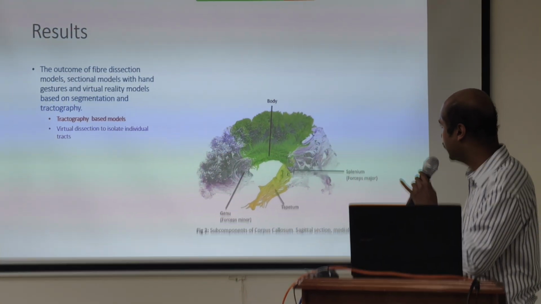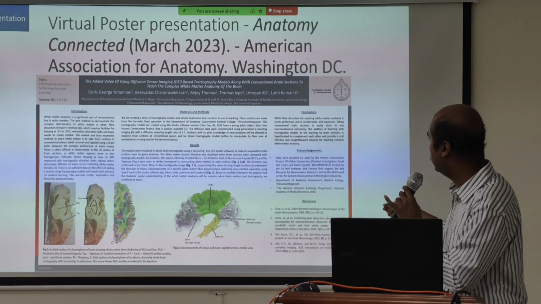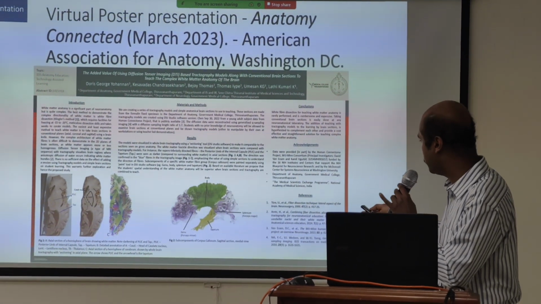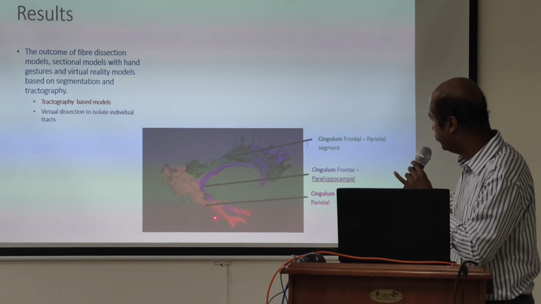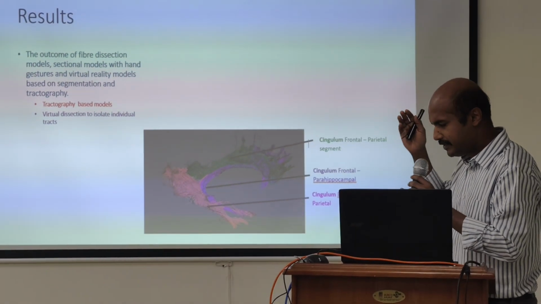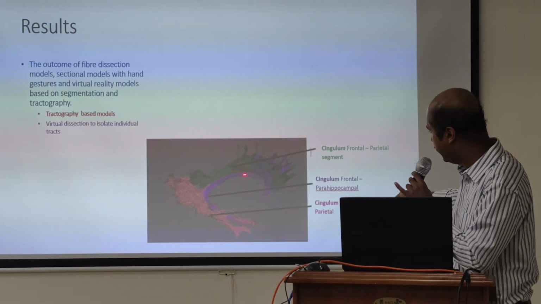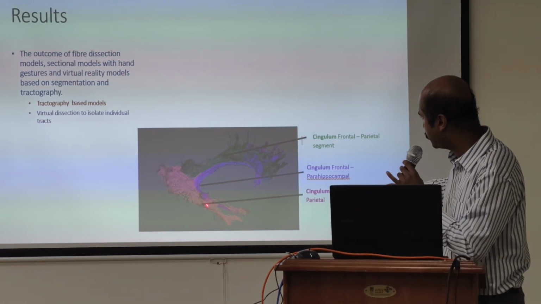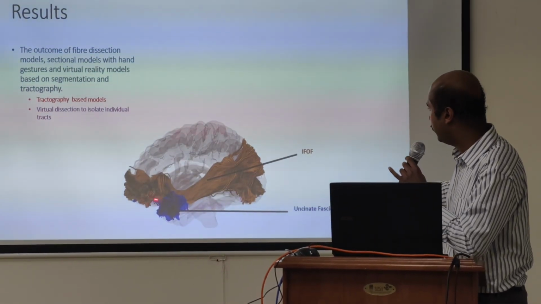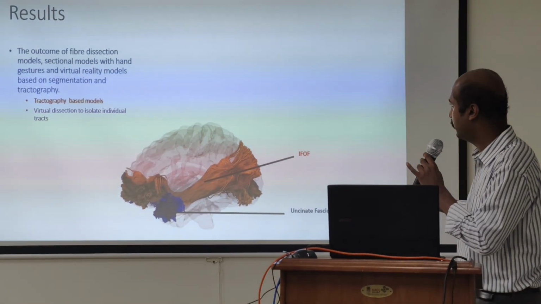of teaching students the three-dimensional orientation. This was presented as a virtual poster in Anatomy Connected. This is the cingulum tract. This is the cingulum tract containing the three different parts. The purple one is the long tract. These two are the short segments. And this is the IFOF and the uncinate fasciculus that I mentioned before.